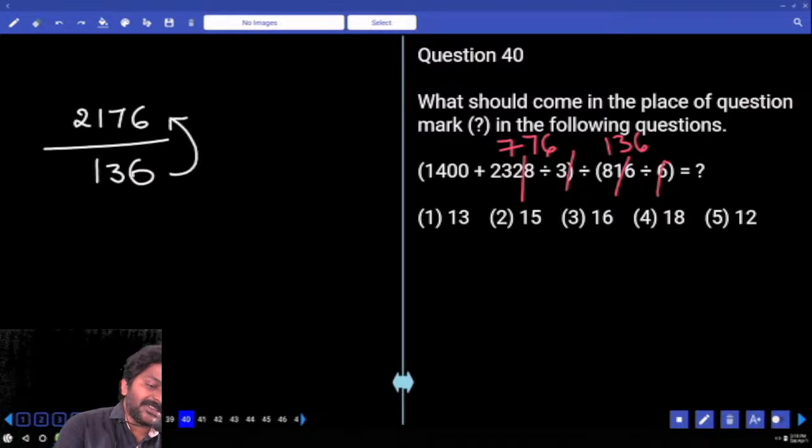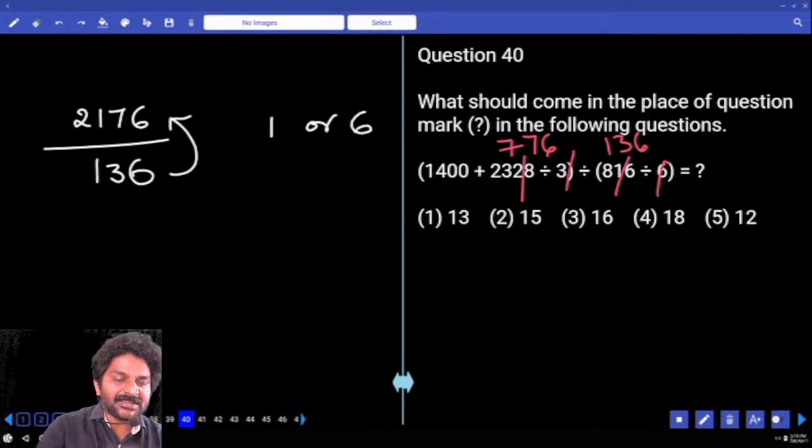136. 6 into which number ends with 6? Either 1 or 6. Answer must end with either 1 or 6. Only one option.